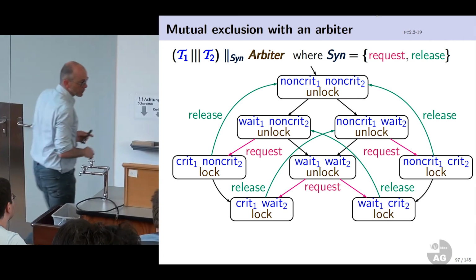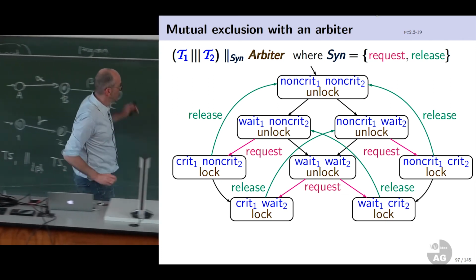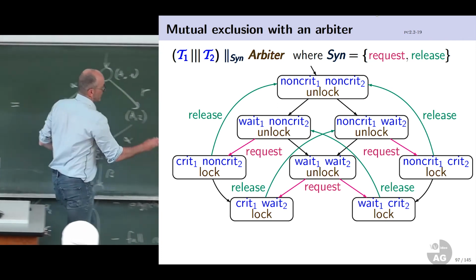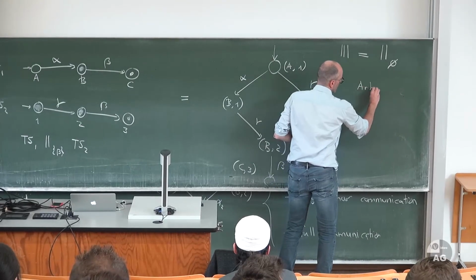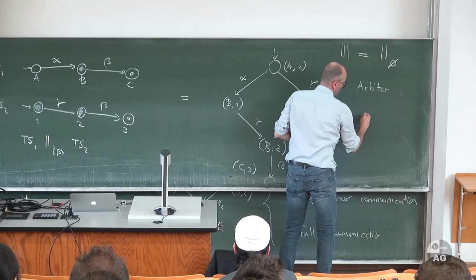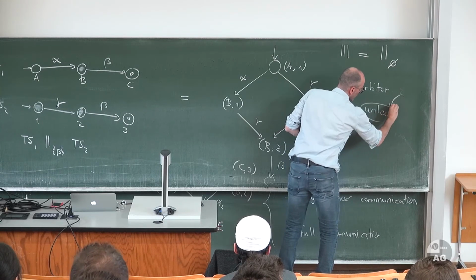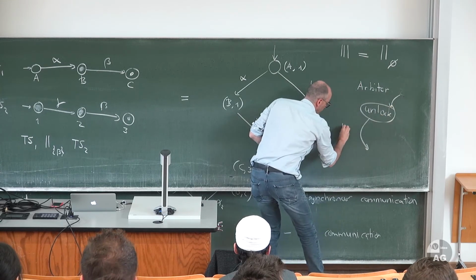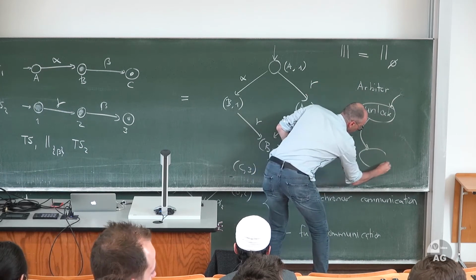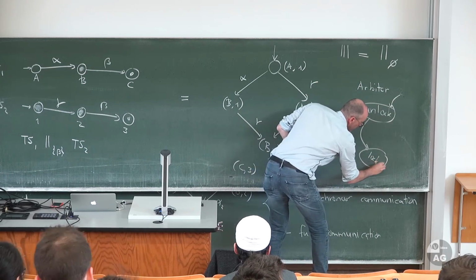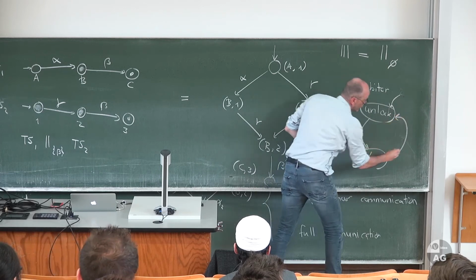Remember that this arbiter was a very simple machine. This arbiter was of the form, we were unlock, that is where we start. Then we can do something like a request. Then we are in the lock state. And then we can do a release.